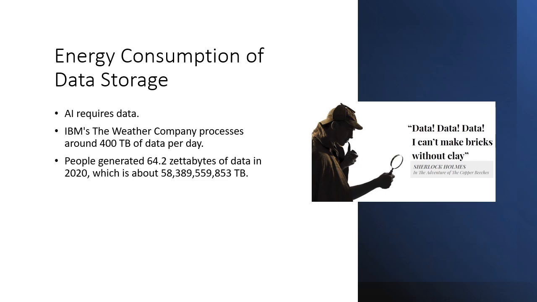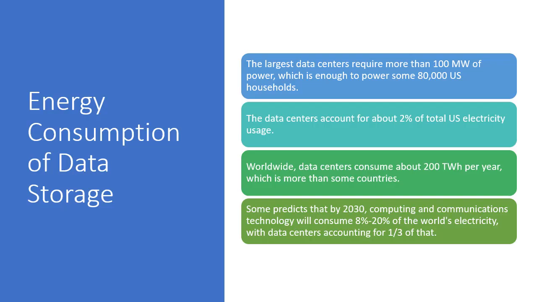For example, IBM's The Weather Company processes around 400 terabytes of data per day. People generated 64.2 zettabytes of data in 2020, which is about 58 billion terabytes of data, which could all potentially be useful to a piece of artificial intelligence. Thus, we need to store these data, and those facilities that store data require lots of energy.